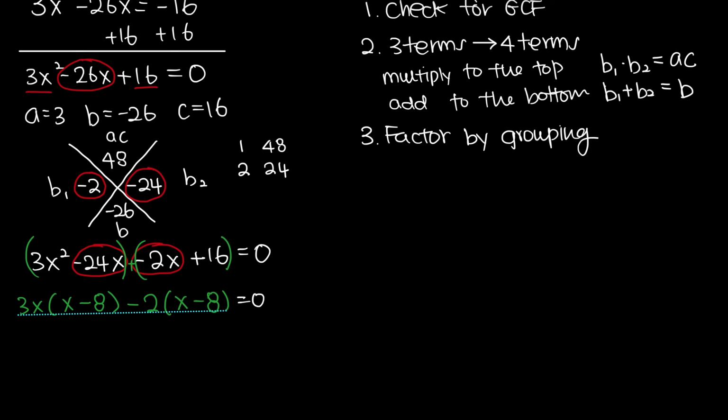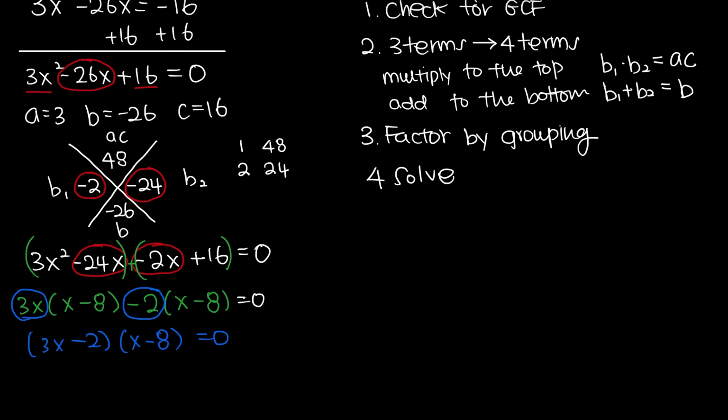So when you factor things out, I'm going to have the 3x and negative 2 here in 1. 3x minus 2 will be 1 binomial, and then the common binomial will be x minus 8 equals 0. Now, this is the factored form. So then we need to solve. Step 4 is to solve.